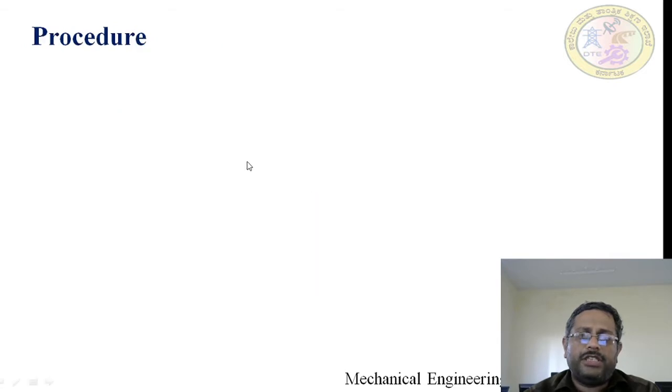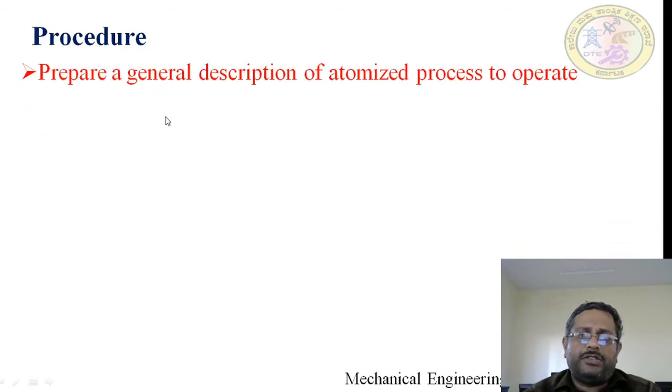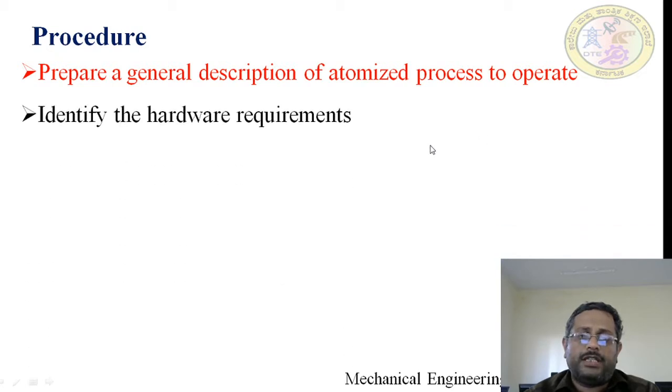Next we will see the procedure. First, you have to prepare a general description of the automated process to operate. First, you have to decide what process is to be operated and how to automate it. And then you have to identify the hardware requirements, meaning what are the inputs and what are the outputs required to demonstrate this.